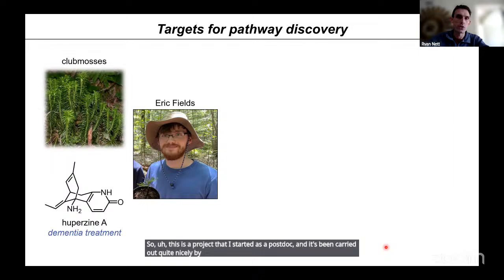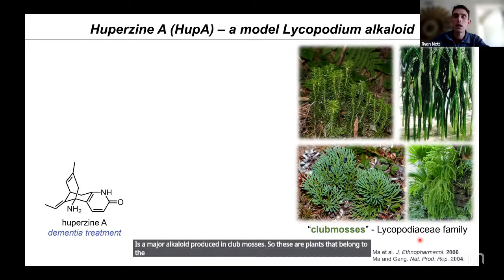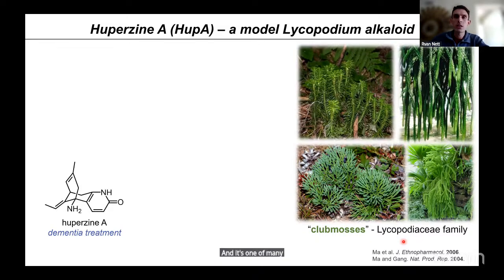This is a project that I started as a postdoc, and it's been carried out quite nicely by the first graduate student to join my lab, Eric Fields. So huperzine A, or HupA, as I'll refer to it throughout my talk, is a major alkaloid produced in club mosses. So these are plants that belong to the Lycopodiaceae family. And it's one of many alkaloids produced in these plants that are collectively referred to as the lycopodium alkaloids.